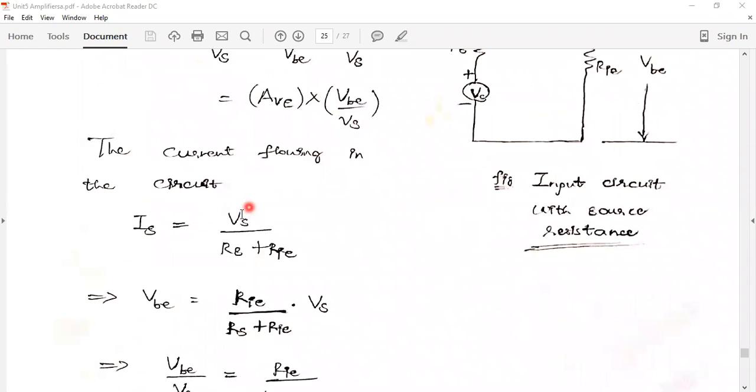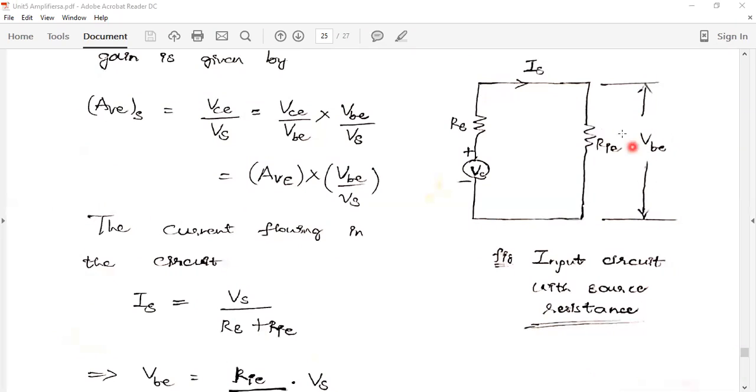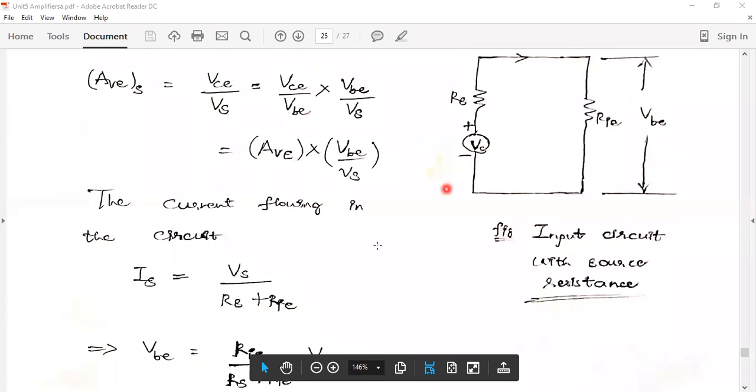Current flowing in the circuit, that is, the current flowing in the circuit is given as IS is equal to VS by RS plus RIE. That implies VBE is equal to this voltage. This voltage VBE is equal to this resistance RIE by total resistance, RIE by RS plus RIE into VS.